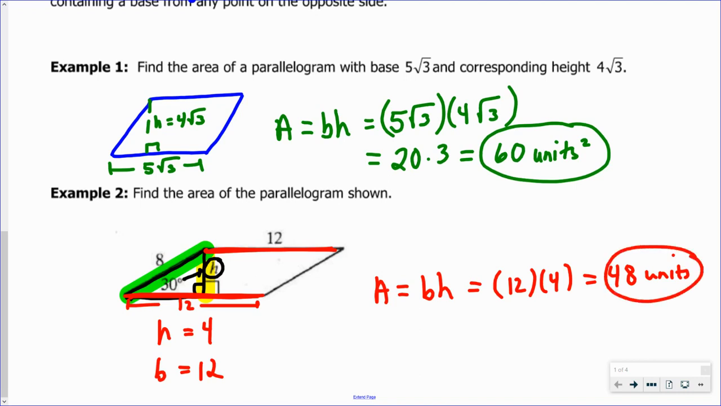All right, so that was just a quick one to show you the formula for finding the area of a parallelogram. You just really need to make sure that the base and the height are perpendicular to each other before you go and try to find the area.